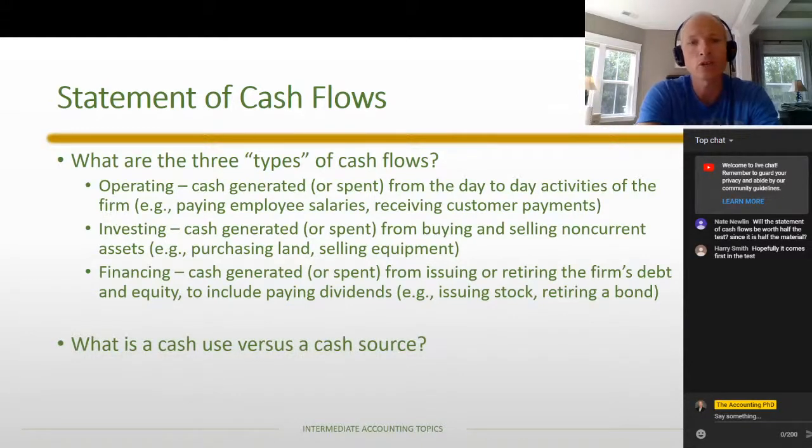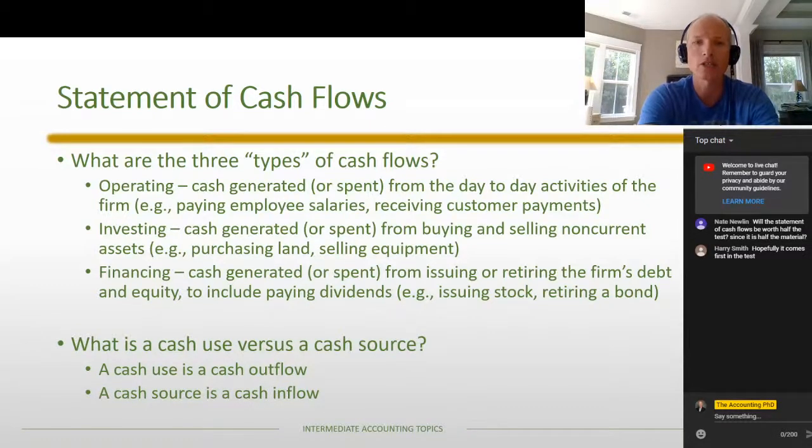And then just some terminology that you need to get used to. It's not on the midterm, but it is on the final. Just in case you're not used to it, I want to make sure I highlight these two terms that are commonly used with a statement of cash flows. And that's a cash use versus a cash source. So cash use is a cash outflow, and a cash source is a cash inflow. So if I'm using cash, I am paying cash out. If I have a source of cash, that's cash coming into the company. So just be aware of those two terms.